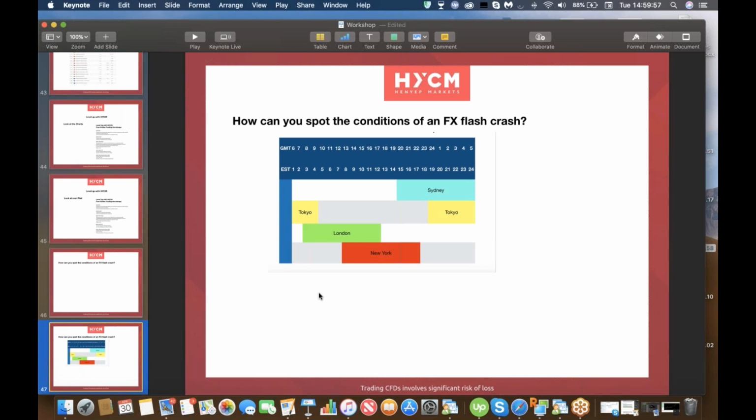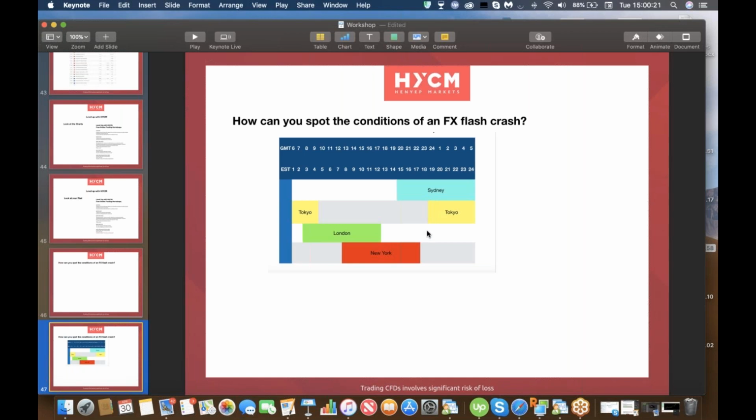So when they happen at this time here, at the end of the New York session and before Tokyo gets going, a lot of people have been talking about the danger of flash crashes recently because of the Japanese markets being on total holiday until Tuesday, May the 7th. So that's something for you to keep an eye on.